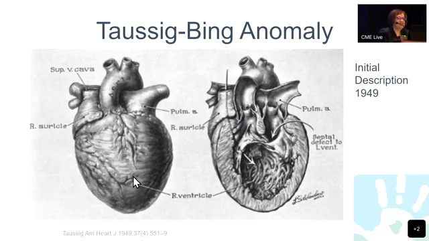There's also the Taussig-Bing anomaly, which was originally described in 1949. Here's a sort of classic picture, again showing the pulmonary trunk, the double conus, and then the aorta anterior and to the right.